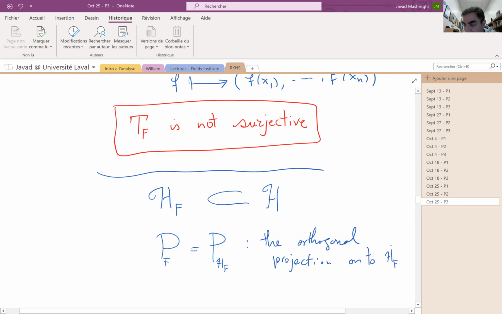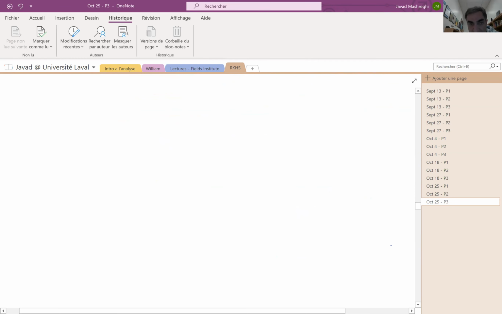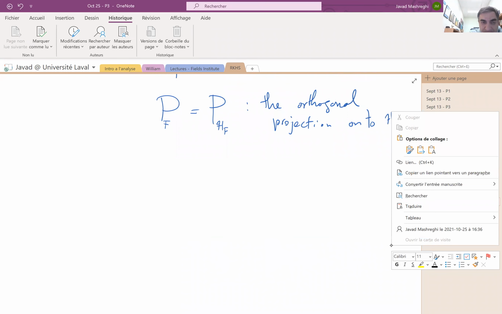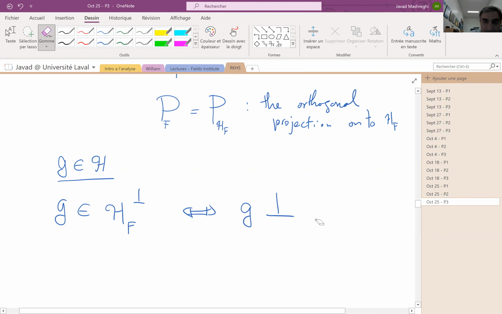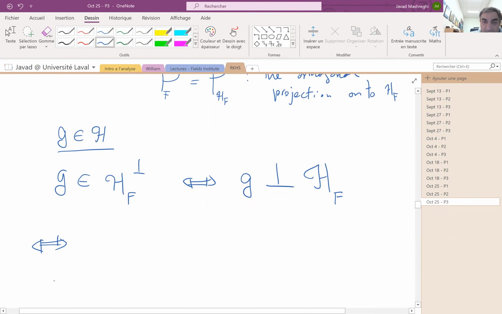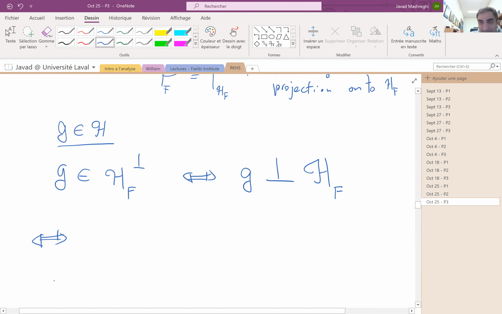What are the properties of this? Assume that G is in H. G is orthogonal to F. G is in HF perp, or G is orthogonal to HF, if and only if, because we know some elements which span this space F, if and only if G is orthogonal to the set Kx1 up to Kxn, because the span of this is equal to HF.